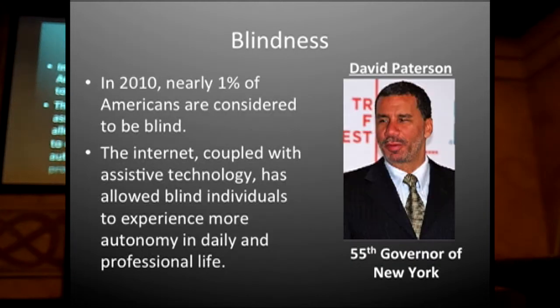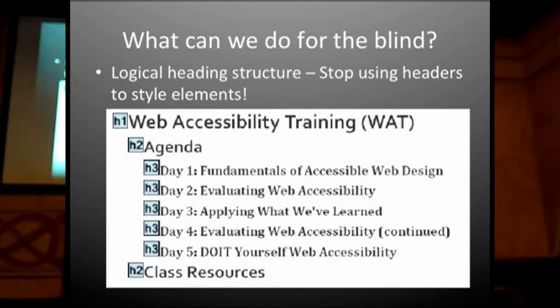We also have blind users like former governor of New York, David Patterson. They've gotten a huge amount of autonomy since the advent of computing and the internet that just wasn't possible before, if our solutions work with their technology. So what can we do for them?